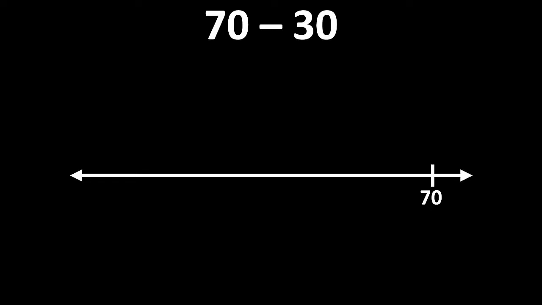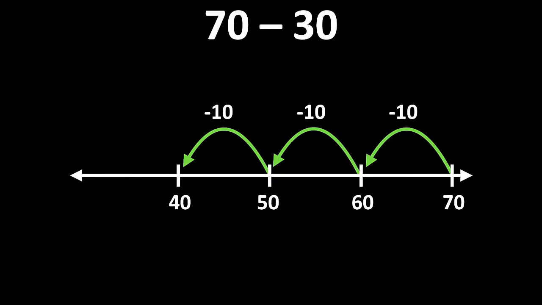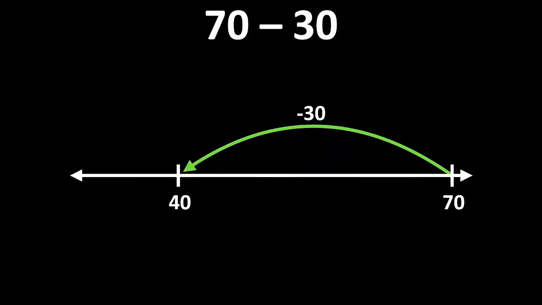Let's take a look here. Here we have 70 minus 30, and some students might think of it as starting at 70 and counting back 3 tens until they get to 40. And some students might not need to count back by 3 individual groups of 10, and they might be able to jump back by a single jump of 30. Really unique way to formatively assess what your students know and what they're able to do.